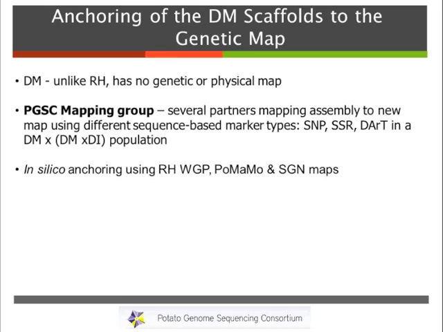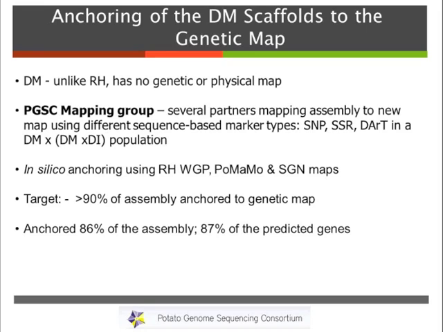So they also used a few other resources. They had a physical map from RH, they had some markers from the POMAMO site, and they had some maps that were present in SGN. So pretty much they had experimental data they generated directly themselves, and then they used a suite of data that they collected from elsewhere.